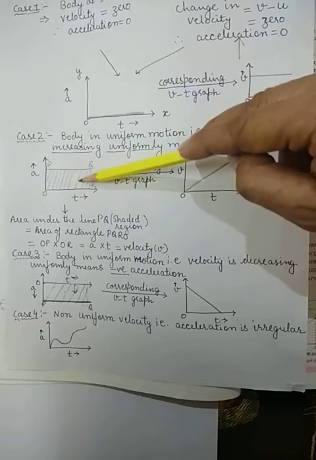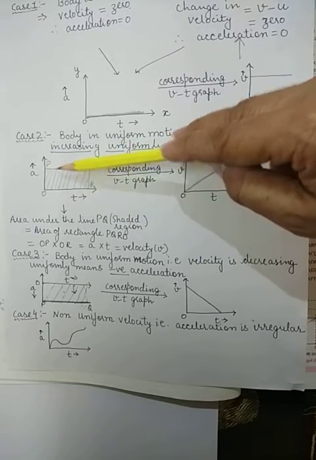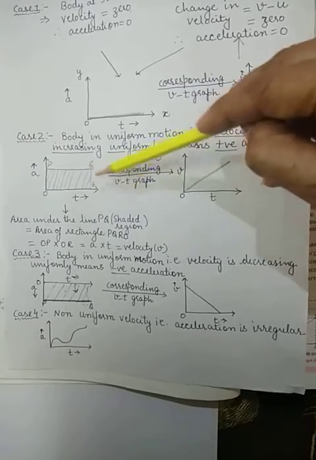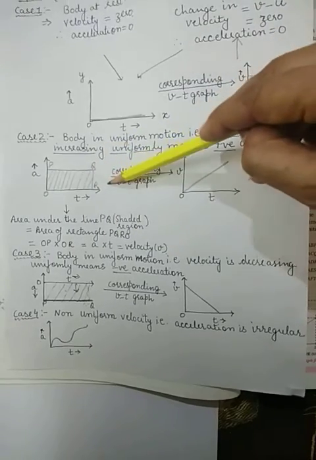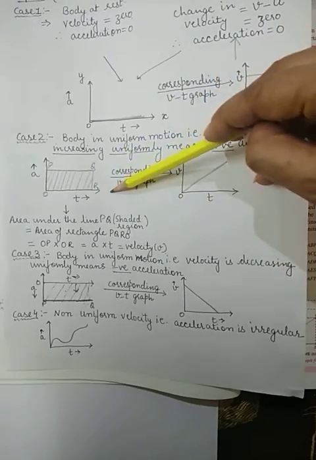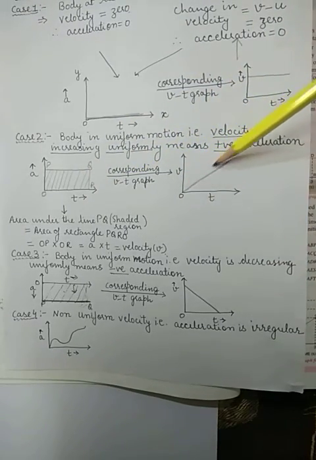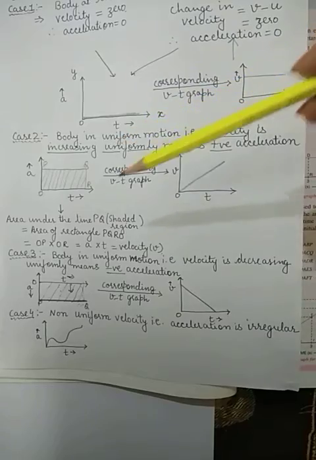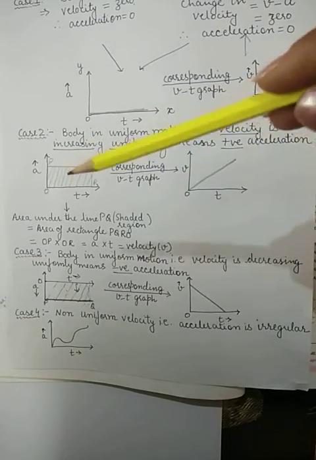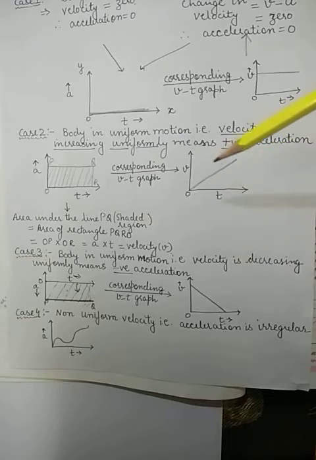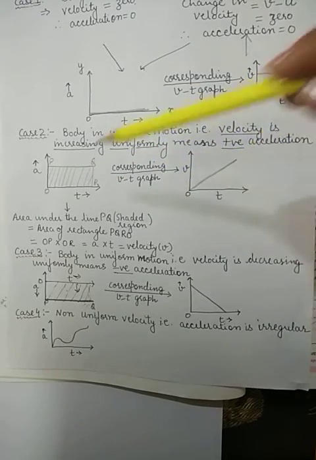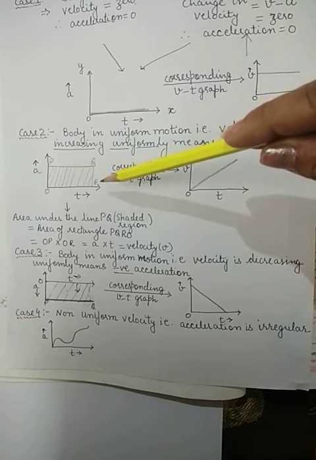Why parallel to time axis? Because the object is in uniform motion, or you can say that this is a graph for uniform acceleration. Uniform acceleration happens when velocity is increasing uniformly. So here I have shown you the corresponding velocity time graph for this acceleration time graph. This we have covered in our previous classes, and this graph you can relate it to the acceleration time graph.